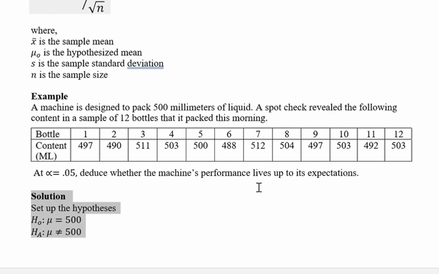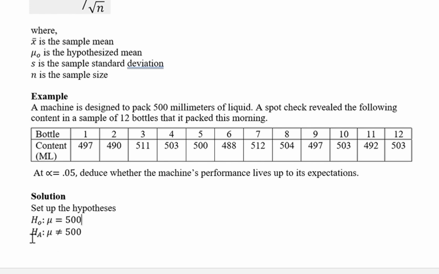Solution. We first of all come up with the hypothesis. The null hypothesis states that the mean is equal to 500. This is the mean of the population. So we say the mean is equal to the 500 that pertains to the mean of the population.